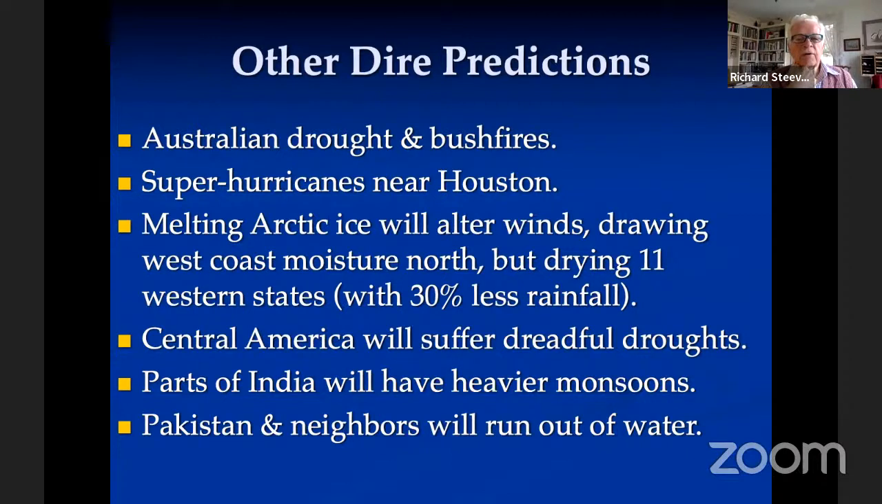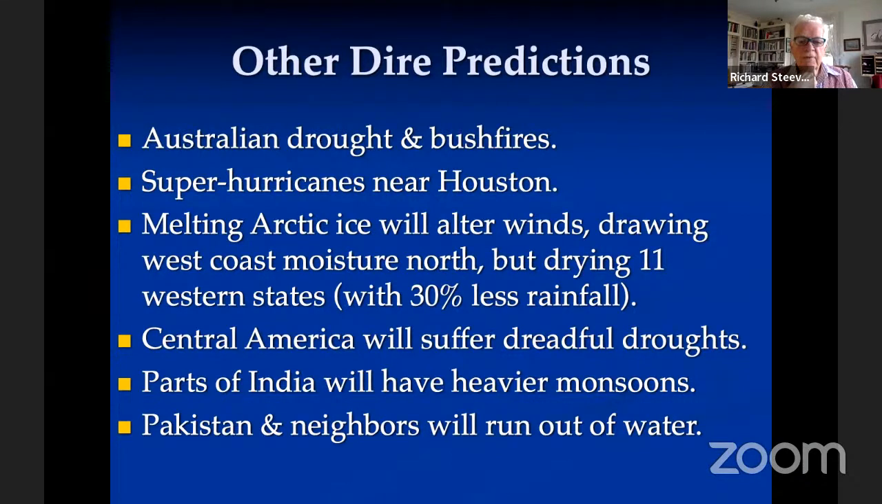Super hurricanes near Houston, that's coming more and more often, and not just Houston, it's going right up the Mississippi and Ohio valleys. Melting Arctic ice will alter winds, drawing West Coast moisture north, but drying 11 Western states that'll have 30% less rainfall. That might be part of the reason for some of those black bars we saw in an earlier map. Central America will suffer dreadful droughts.